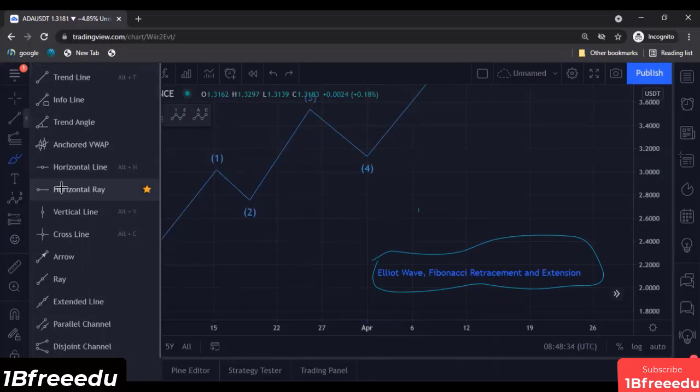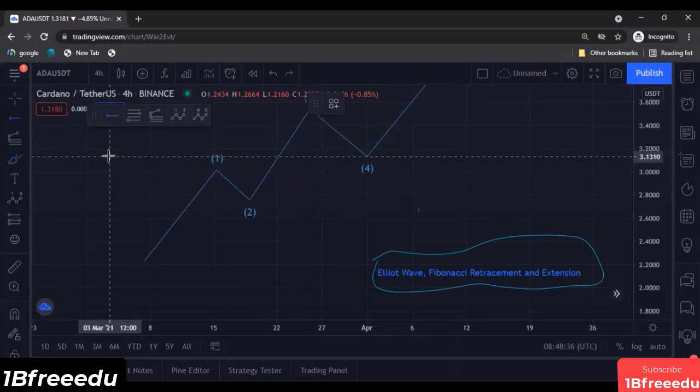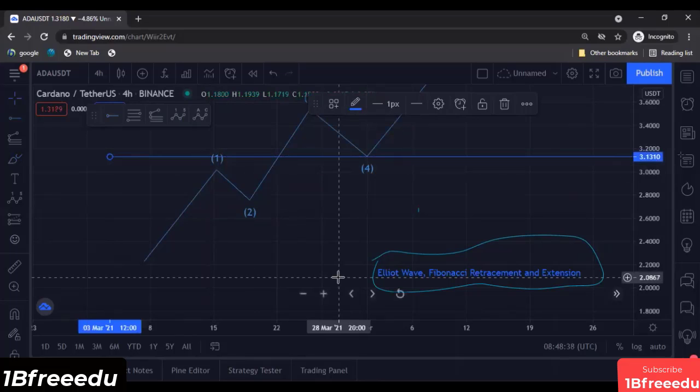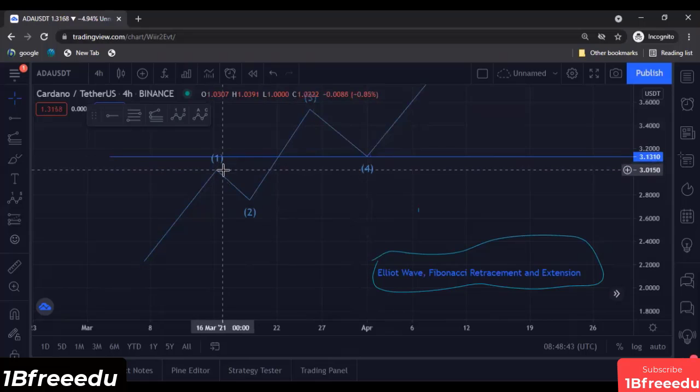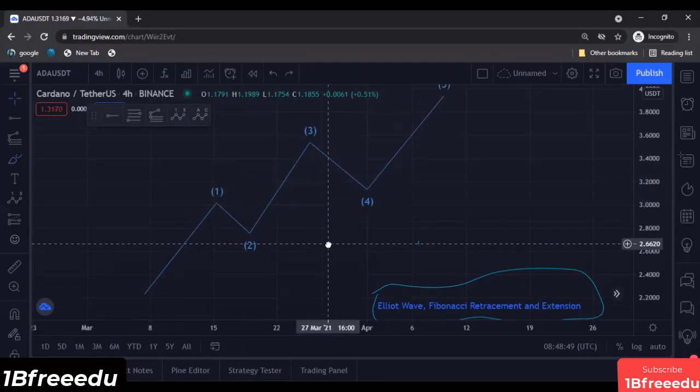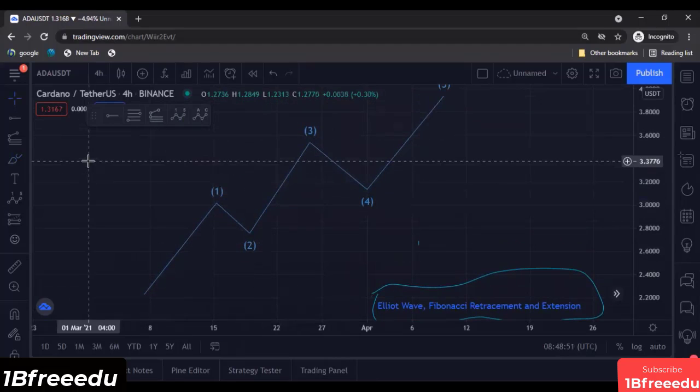And if you can see on YouTube, there are so many YouTubers explaining this, but they fail to recognize that this fourth wave should always be above the first one. And now, the second most important rule, which I would like you to know, is that I would explain using the Fibonacci retracement.